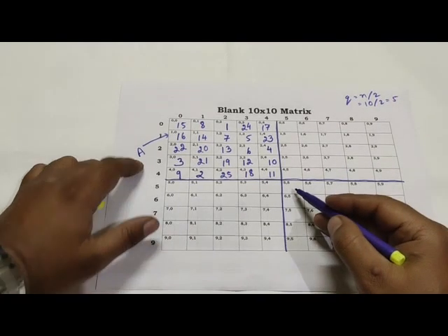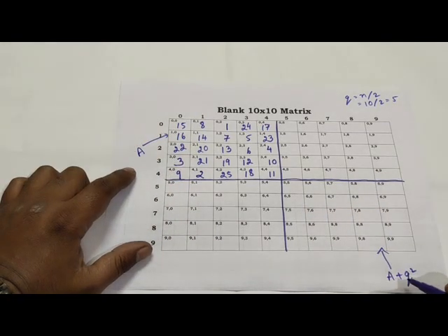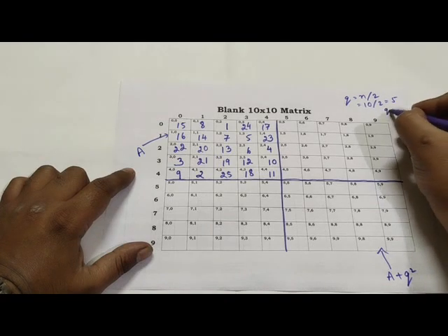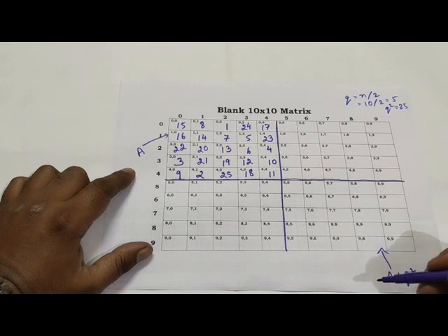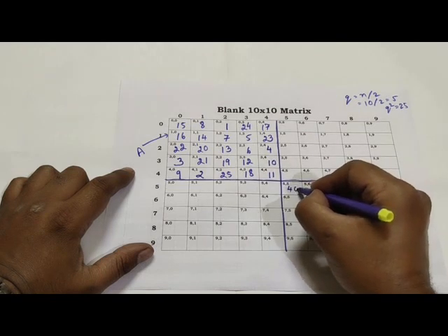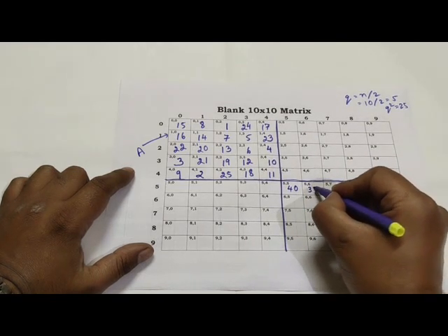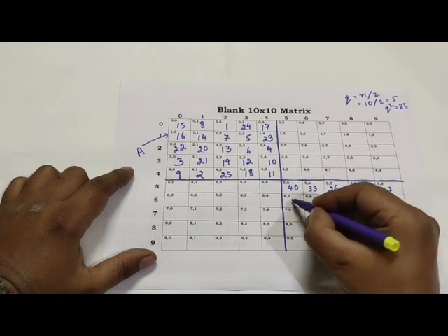So here, what is the first element in the first quadrant? We had 15. So 15 should be added to Q square. Now Q square is 25. So 15 plus 25 gives you 40. So the first element in the second quadrant will be 40. Similarly, you can do the remaining calculations, and I'm just writing this as fast as possible.